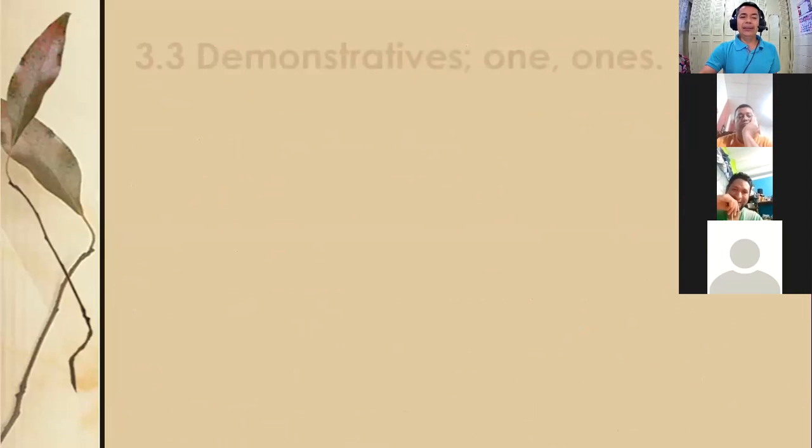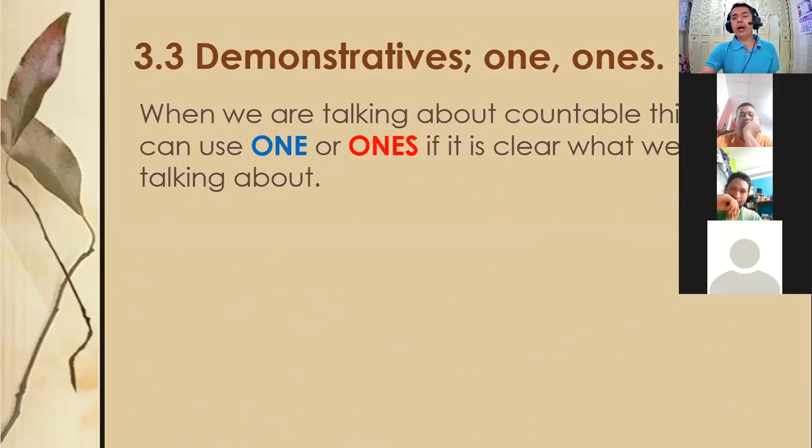Now we're going to describe what one and ones are, right? One and ones. When you are talking about countable things, we can use one or ones if it is clear what we're talking about, right? Si estamos platicando de cosas que podemos contar. Y ya saben ustedes, y yo también lo sé, de qué estamos hablando. So you can use one for singular and ones for plural, right? So for example, I say, my pencil is black, right? That one is black. Because I know I'm talking about a pencil, for a second sentence, para una segunda oración, I can use one, right? Or if it is plural, I can say ones, okay?